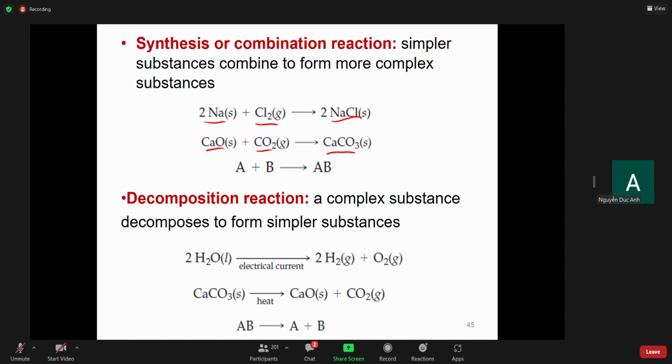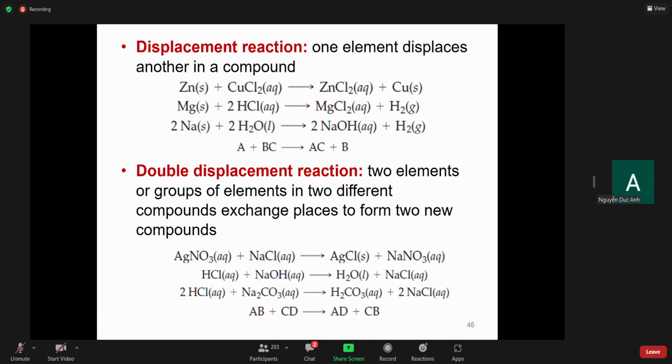The reverse reaction of combination is decomposition. If you start with a complex substance and it decomposes to form simpler substances, of course the number of substances in the products is higher than the reactants. Now you have a decomposition reaction. The displacement is what I said before: an element displaces another in compounds. And double displacement is exactly the reaction between acid and base, for example this one.